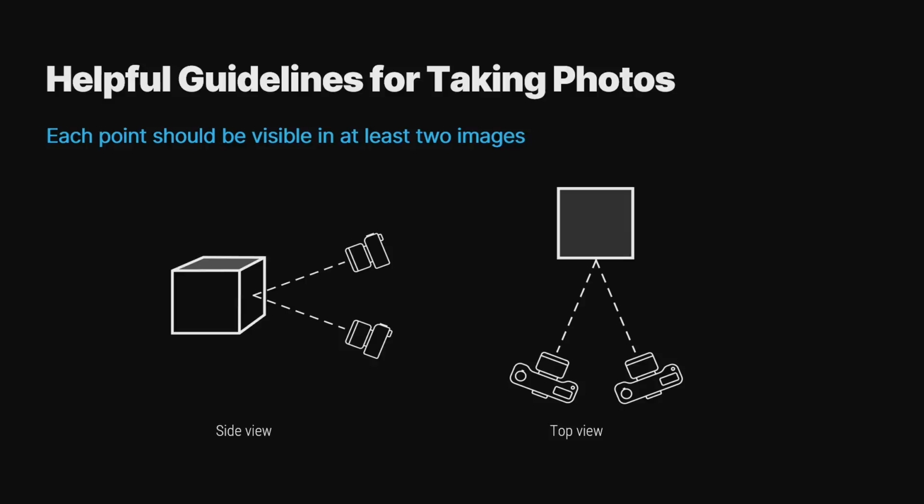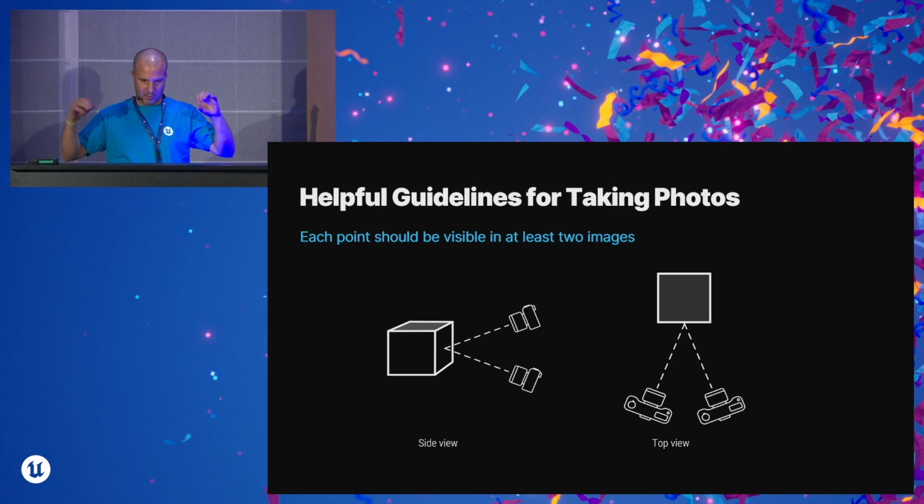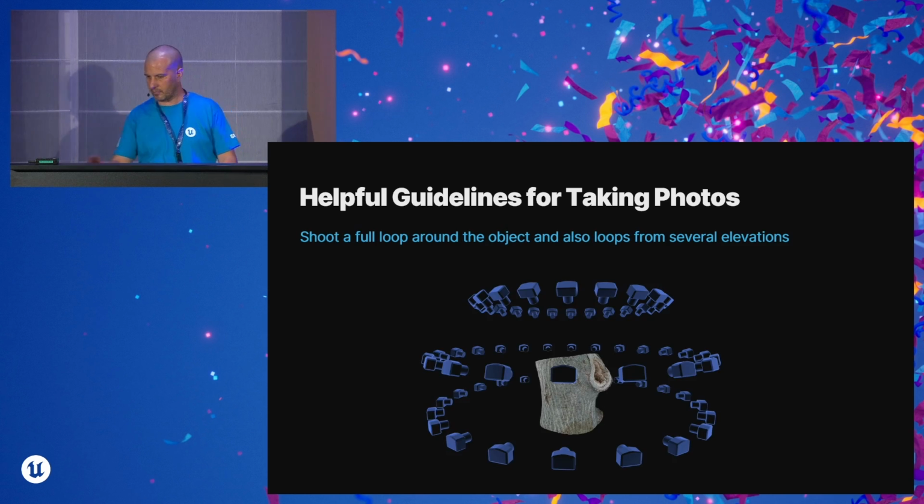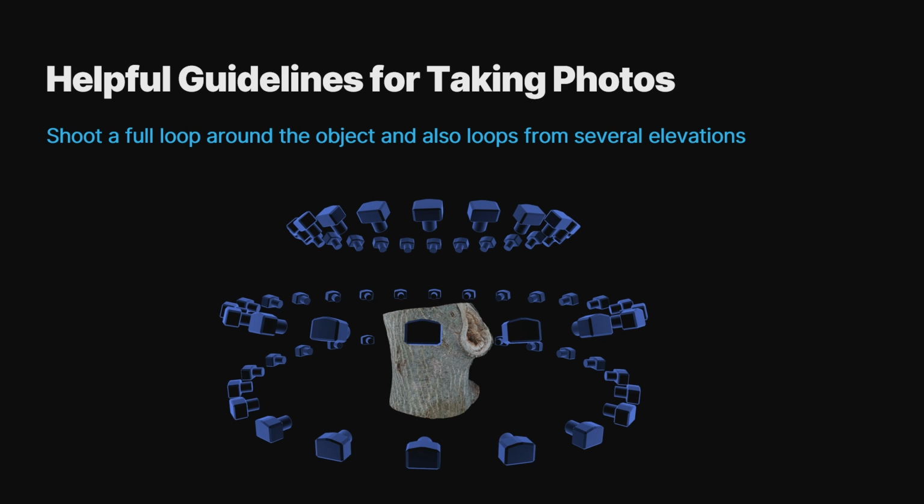Okay, each point should be visible in at least 2 images. We discussed this earlier. This is how it works. That is the principle of photogrammetry, that it finds these features in several images and then works out their exact positions in 3-dimensional space.